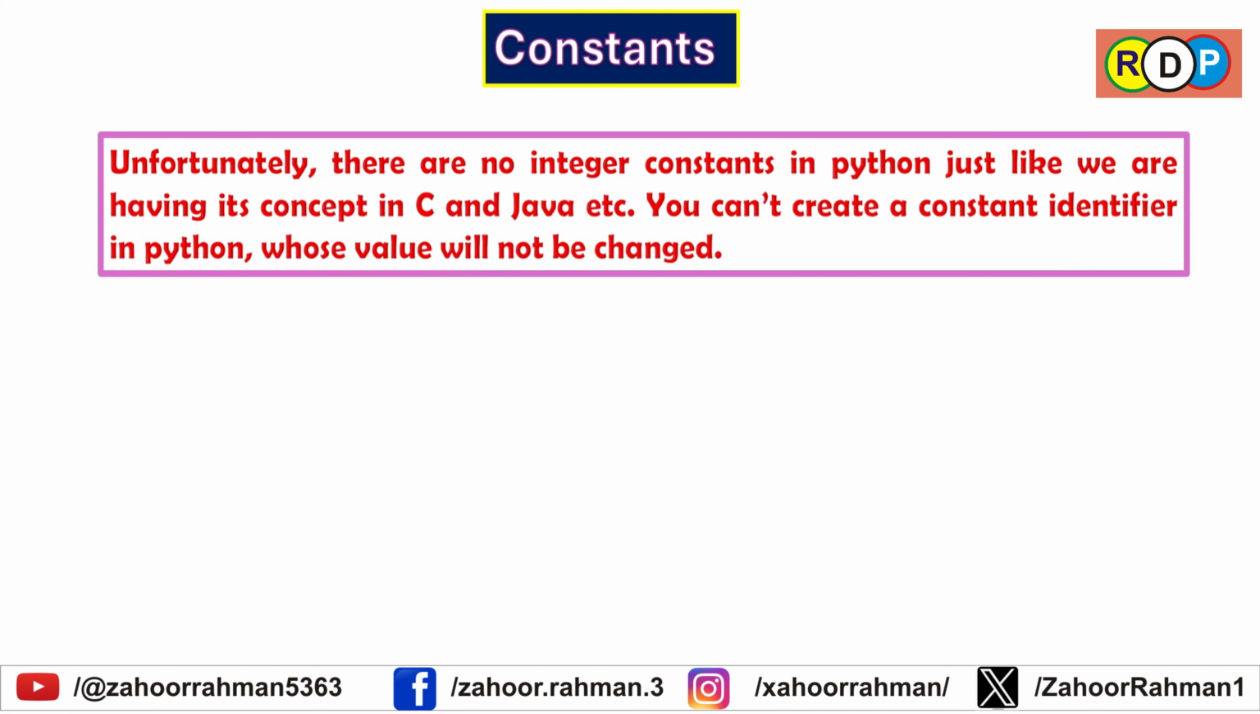Unfortunately, there is no integer constant concept in Python, just like we have its concept in C and Java, C++, and COBOL, Fortran, many other high-level languages. There is no concept of the integer constant, but there is a concept of string constant and character constant. You cannot create a constant identifier in Python whose value will not be changed. So what should we do? We shouldn't use the constant because there is no concept of constant inside Python.